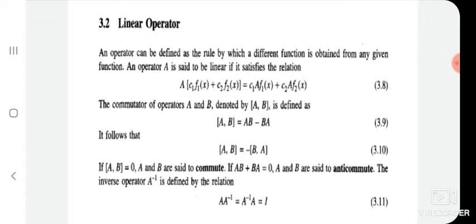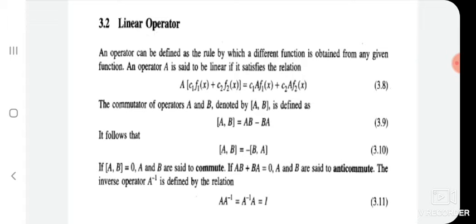In the last lecture, we discussed eigenvalues and eigenfunctions, and some numerical problems related to them. Now, today we are going to discuss the operator. This is the last point from the second chapter. After that, we will discuss some numerical problems related to the second chapter. Then we proceed to the third chapter.